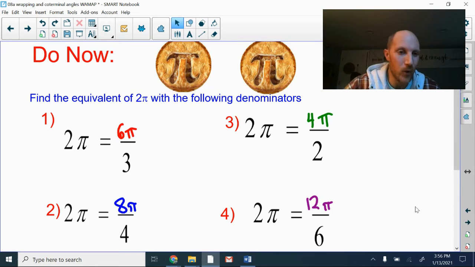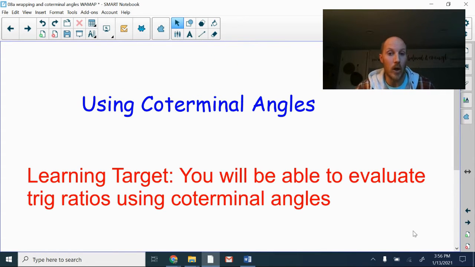Hey, welcome back. So, 6 pi over 3, 8 pi over 4, 4 pi over 2, 12 pi over 6 are our fractional equivalents to 2 pi. So today we're going to look at using coterminal angles. We just saw what a coterminal angle is, and now, thanks to the Little Prince, we are going to learn to evaluate trig ratios using coterminal angles.